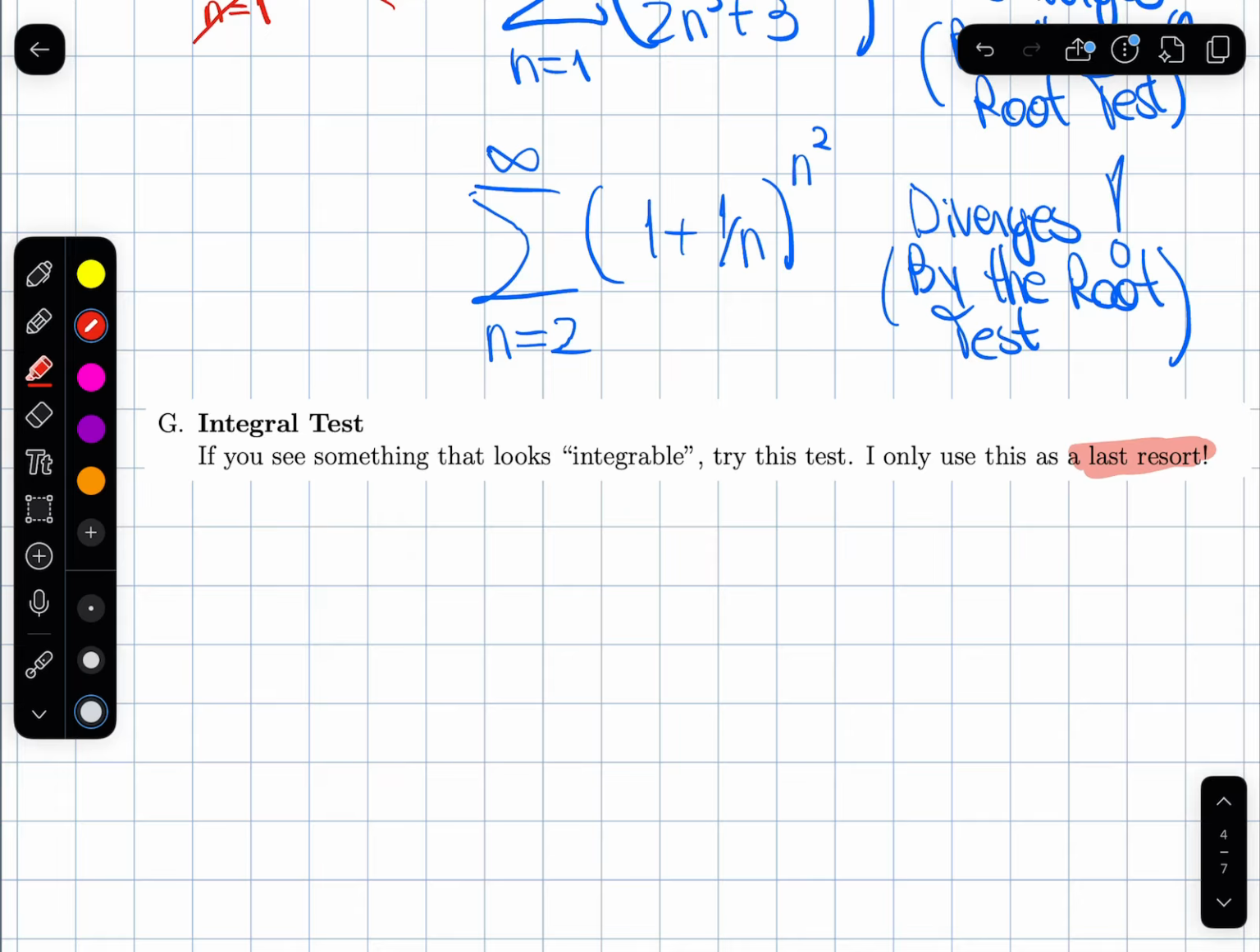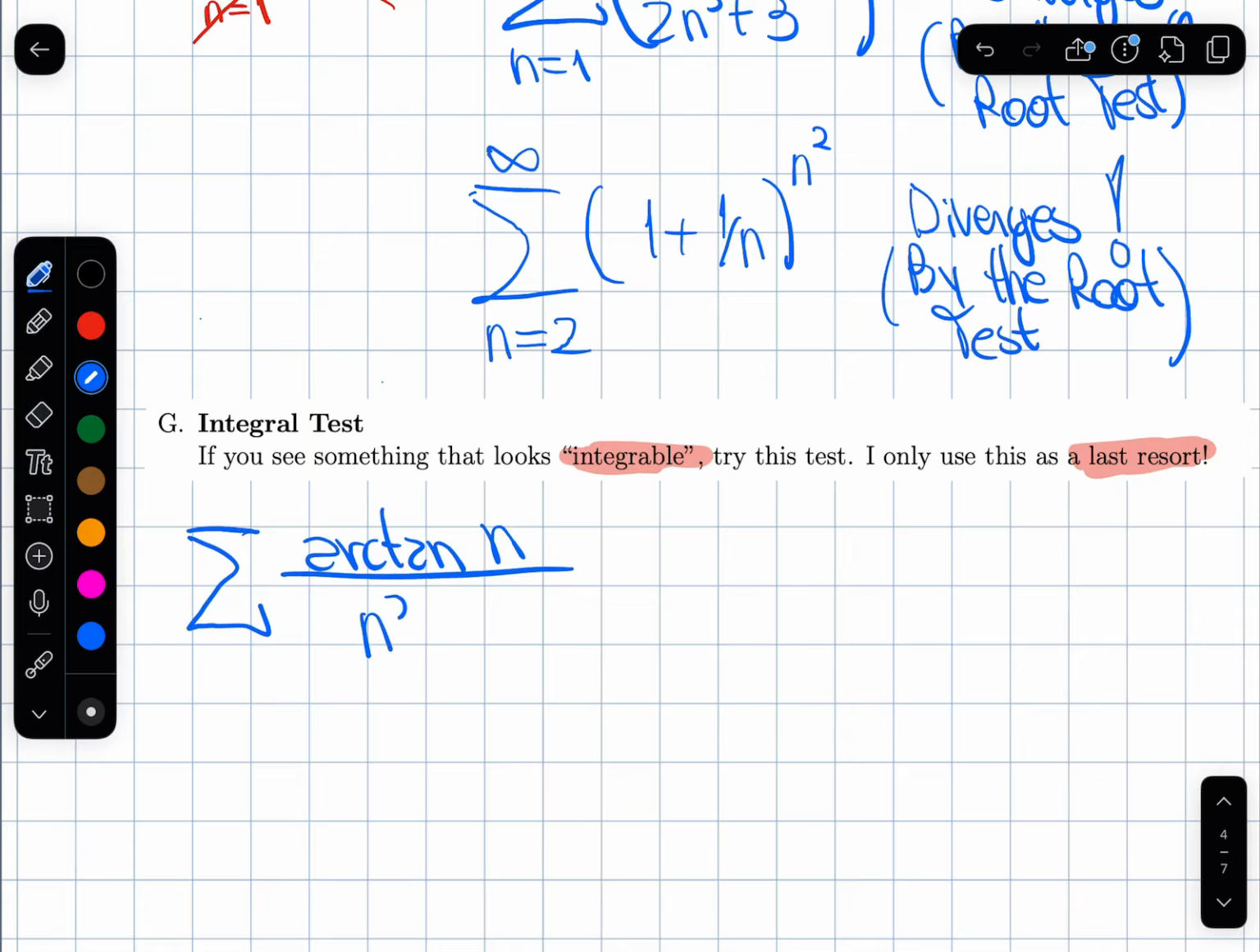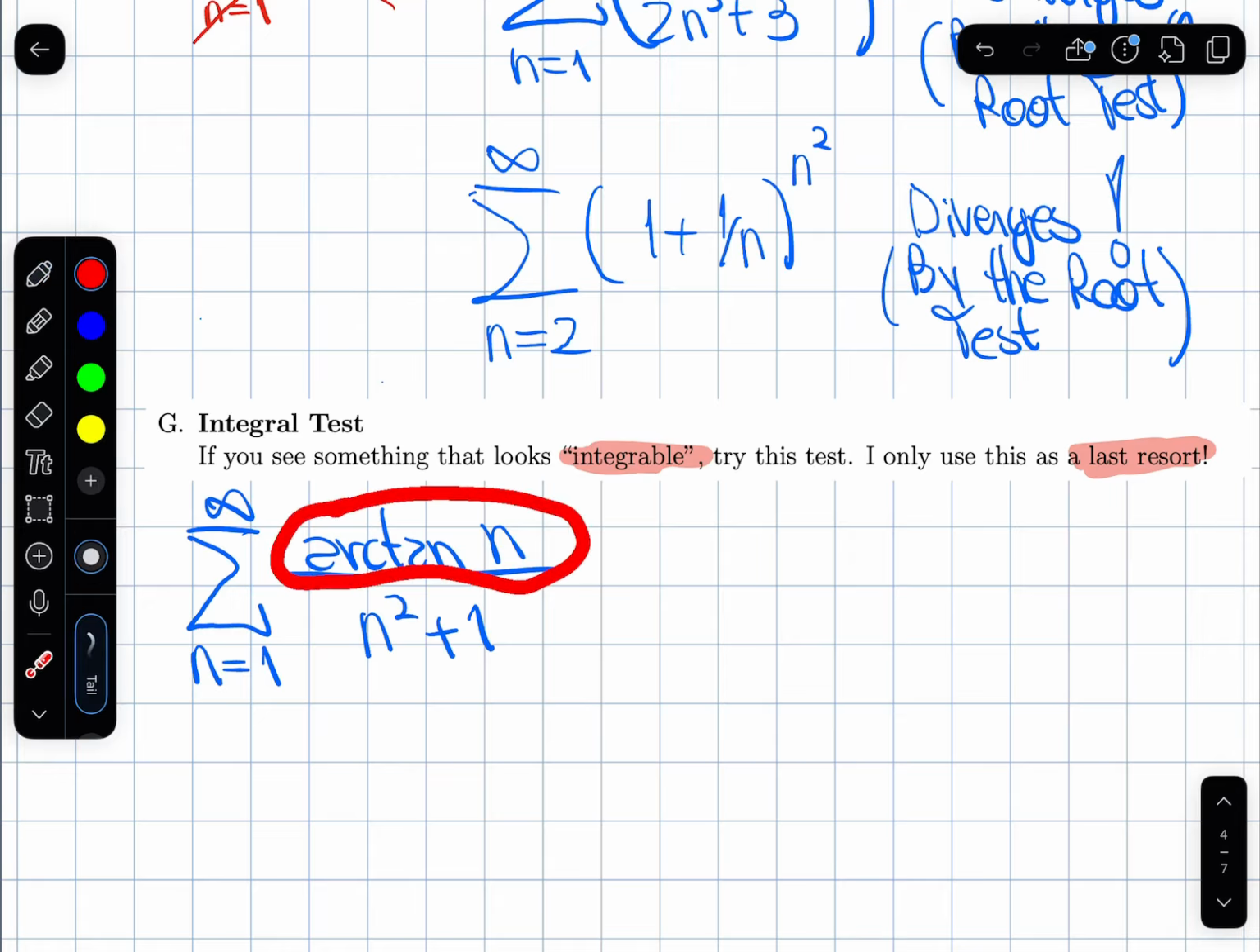Only if I see a very specific combination of functions, of expressions, that looks integrable, then I will consider the integral test after looking at them and not being able to use any of the other tests. So if I see something like this, then integral test is a good idea. I can see that if I make u equals arctangent x, and du will be 1 over x squared plus 1. So this is something that looks integrable. So I think the integral test is a good idea here.